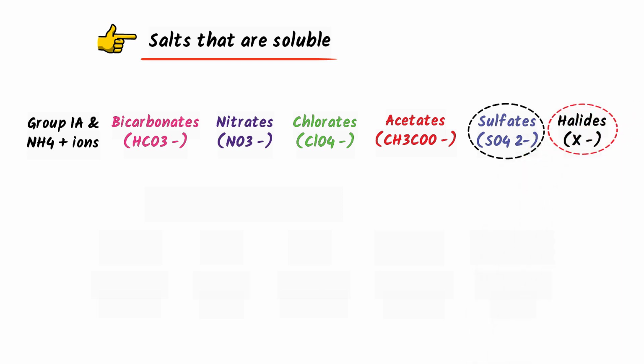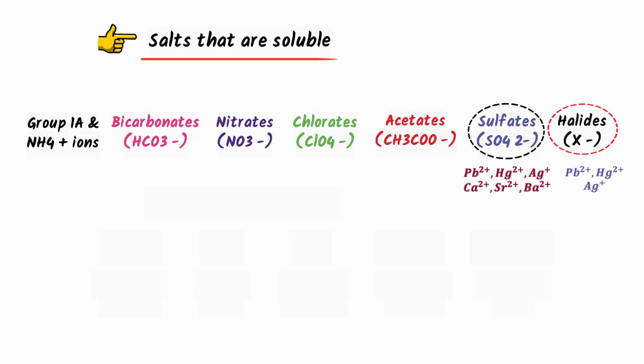For example, the sulfates of lead, mercury, and silver, calcium, strontium, and barium will be insoluble, and the halide salts of lead, mercury, and silver will also be insoluble. So these are the exceptions among sulfates and halide salts.